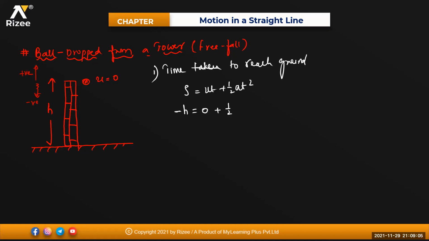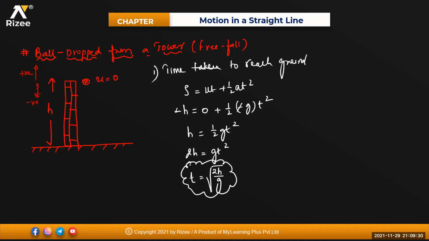Free fall, in the downward direction. The value of a will be taken as negative. So this will be equal to minus g into t square. This minus and this minus will get cancelled. So h is equal to half into g into t square. That means 2h will be equal to g into t square. So time taken, t, is equal to under root of 2h divided by g.